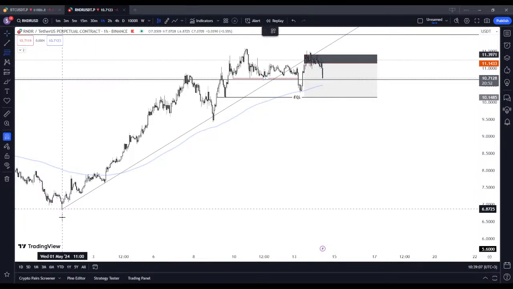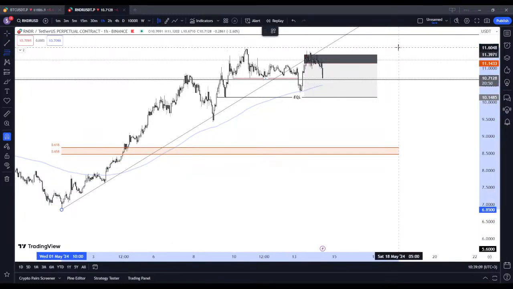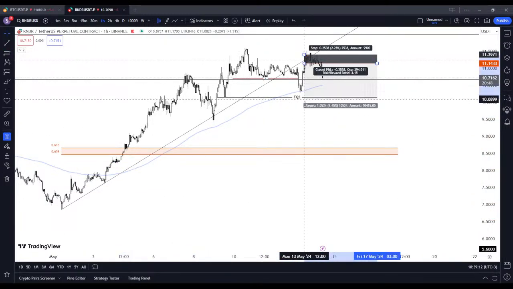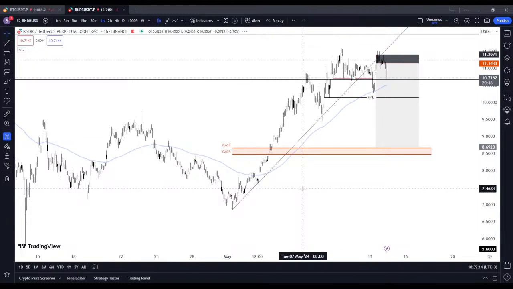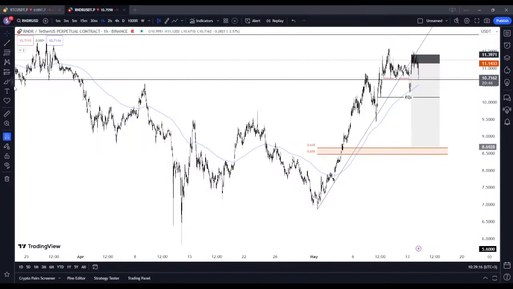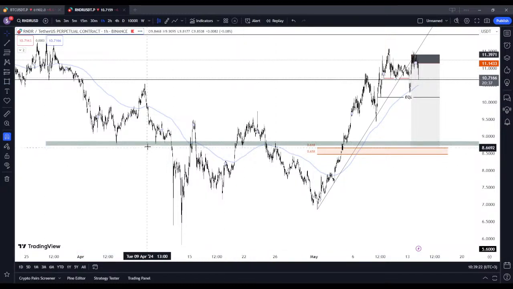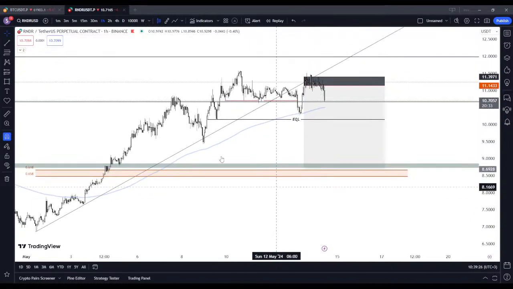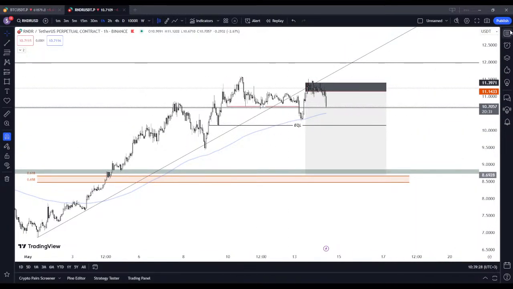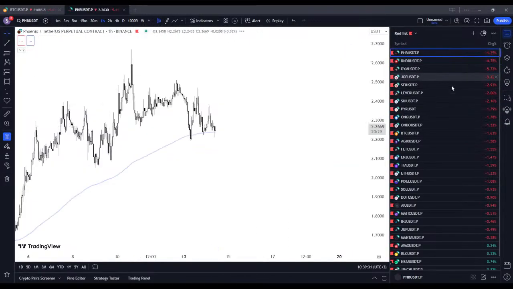This can target even the 61.8 of the whole range. Something like this. Let's see the S&R. Yeah, we have initial support around here. Yeah, support, support, support, resistance, support. So not looking bad. So PHB, I'm short. Render, I'm short.